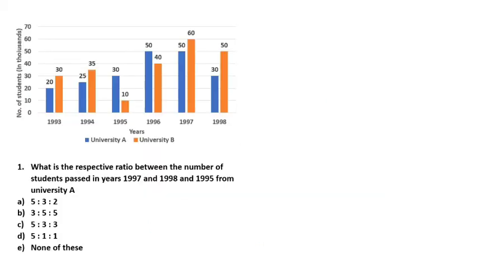Here is your first question. What is the respective ratio between the number of students passed in the year 97 and 98 and 95 from University A? In University A, in 97, the students passed is 50. In 98, the students passed is 30. And in 95, the students passed is again 30. We have to find out the ratio. So actually it is 50,000, it is 30,000, again it is 30,000.